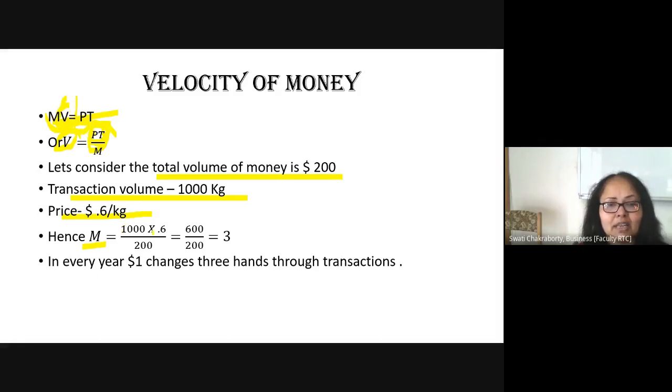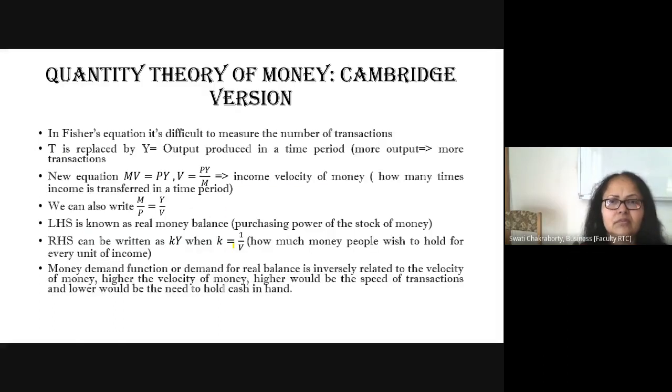So this is P, this is T, and this is M, right? If you just calculate, the answer is 3, which means what? Every year, $1 changes hands 3 times through transactions. So thrice it changes hands. That's what it means.